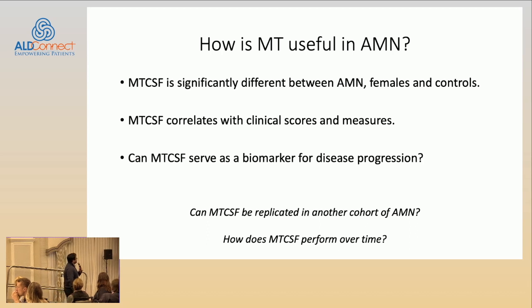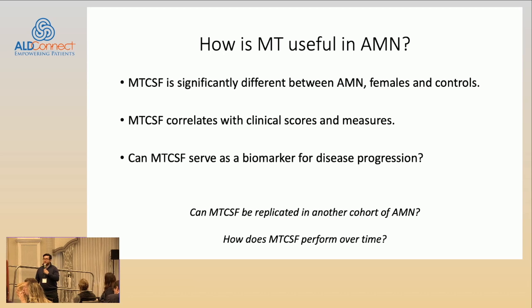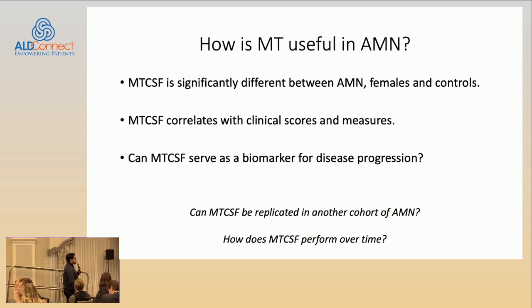So how useful is MT in AMN? Well, we know there are significant differences between them. We know there's clinical correlation, but can it serve as a biomarker for disease progression? Can we look at this value over time and see how it changes? And can we potentially use it as a biomarker for clinical trials? So I'd like to take you now to the new unpublished data that we haven't published yet.